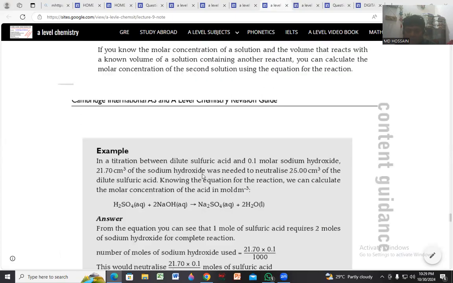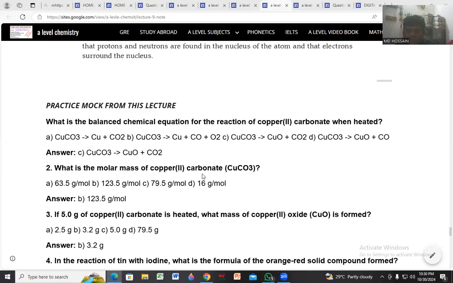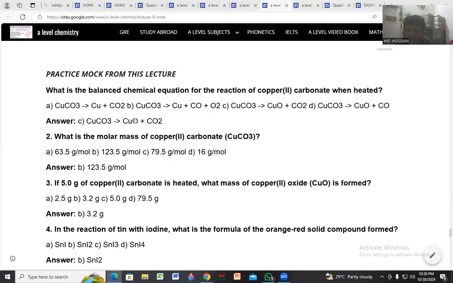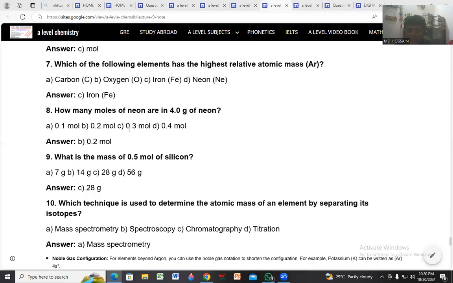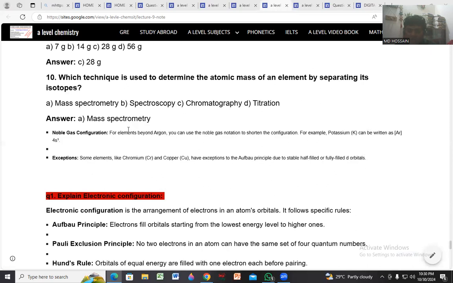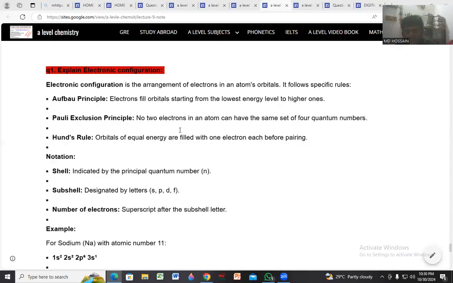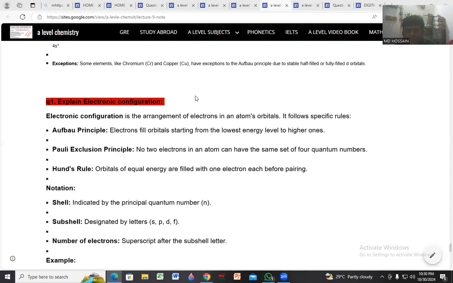So today we are going to discuss new issues. Here you can see in your note, lecture number 9, the answer has been given here. Just try to understand and find out the process of how the answer has been given, and the correct answer is also given there. So today, explain electronic configuration.